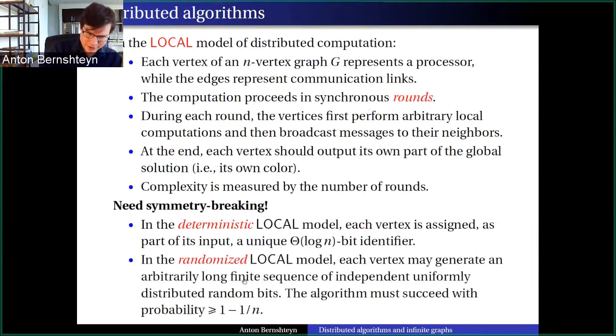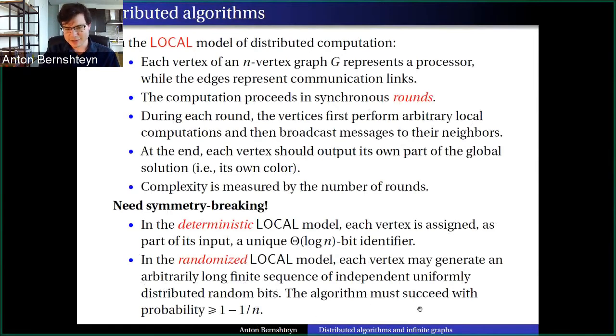And there is also a randomized version in which, instead of these identifiers, each vertex is given a random number generator. So each vertex can create an arbitrarily long finite sequence of independent uniformly distributed random bits. And the randomness is independent for different vertices. Of course, because it's now randomized, it's possible that all the vertices just so happen to generate exactly the same sequence of bits, and then there's still no symmetry breaking. But we don't require the algorithm to succeed every time. It just has to succeed with high probability, where the standard threshold is at least 1 minus 1 over n, or sometimes 1 over some polynomial. So the probability of error for this algorithm has to be less than 1 over n.